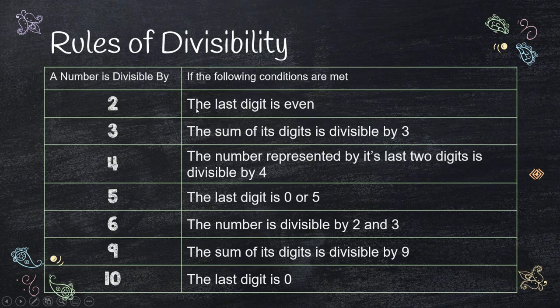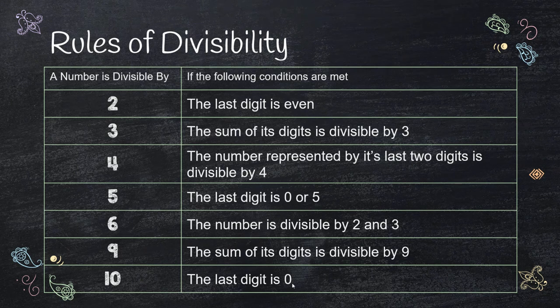So to review that, to be divisible by 6, the last digit has to be even. And then also, if you add up all the digits and that sum is divisible by 3, then it is divisible by 6, because it meets both criteria for 2 and 3. And then it's divisible by 9 if you add up the digits and that sum is divisible by 9. And then it's divisible by 10 if the last digit is a 0.